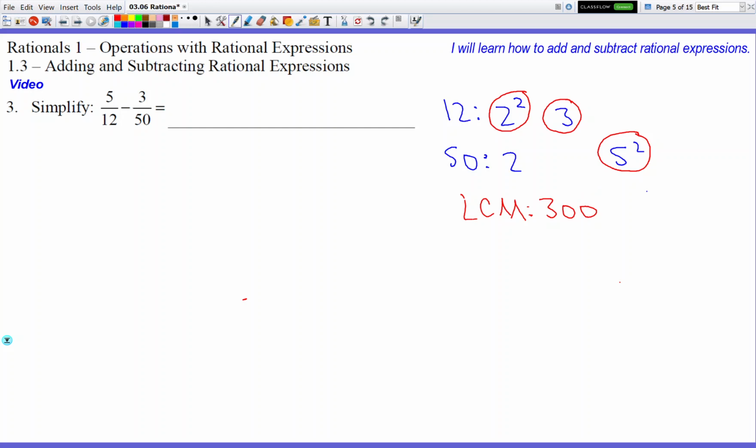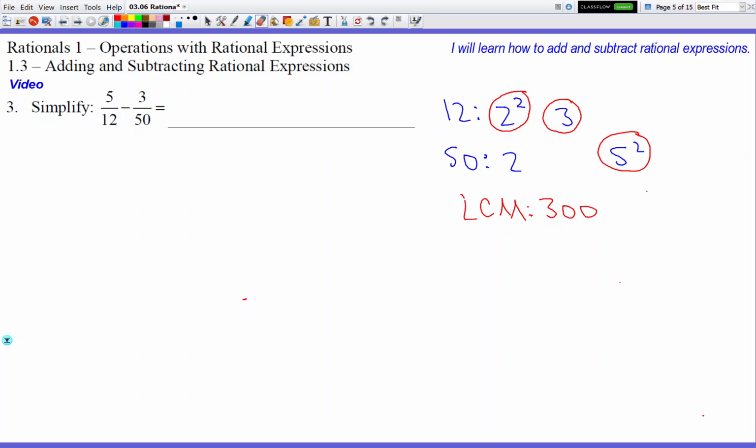So here's the part that students don't like to do all the time, because they're thinking, how do I get a 12 to become 300? Okay, so let me show you a trick. So this trick is going to teach you how to turn a 12 into a 300. So let's look at the 3 red circles that I have up above.